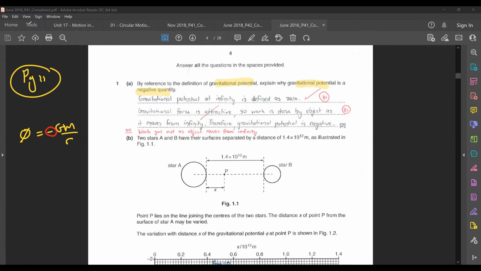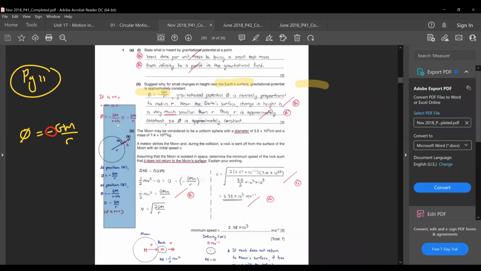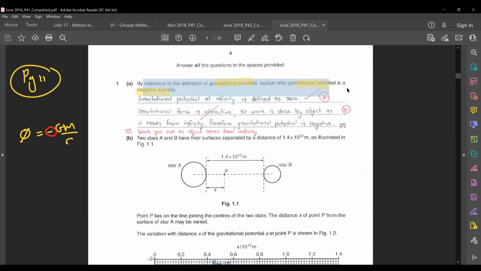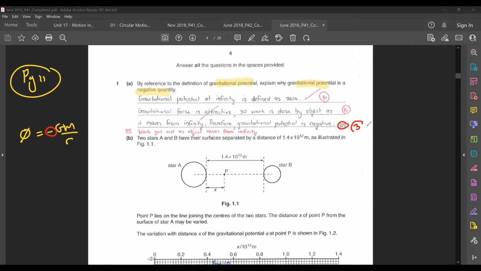This one I've actually discussed in detail last week in one of the questions. That question at that time was worth 3 marks, and it was actually talking about the same thing. So for this one, I won't dive so deep into it. If you want to know the detailed explanation, you can refer back to the lesson from last week. So the main thing that you probably need to write is this: gravitational potential at infinity is defined as 0. This is where the first mark comes from.